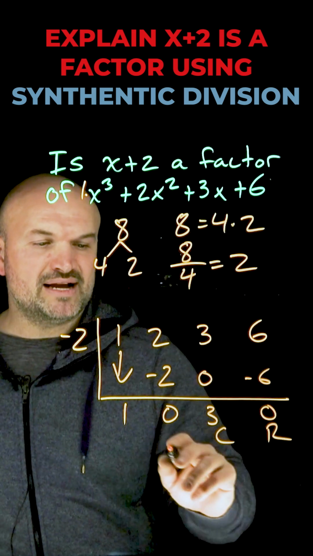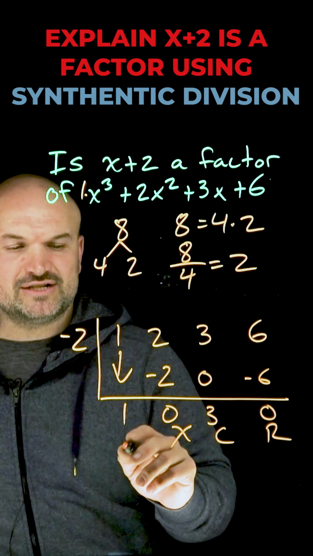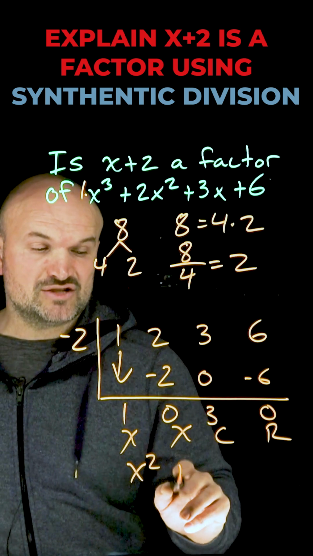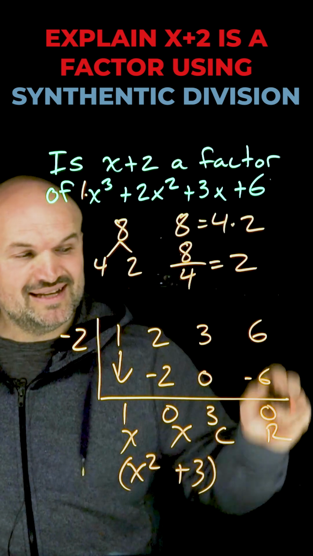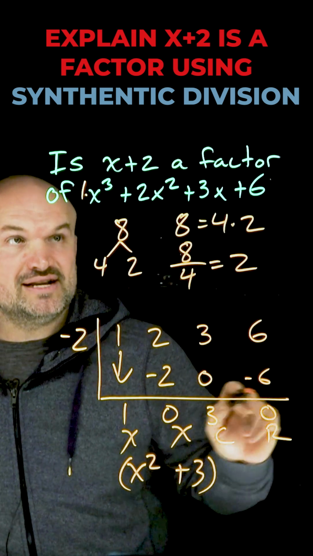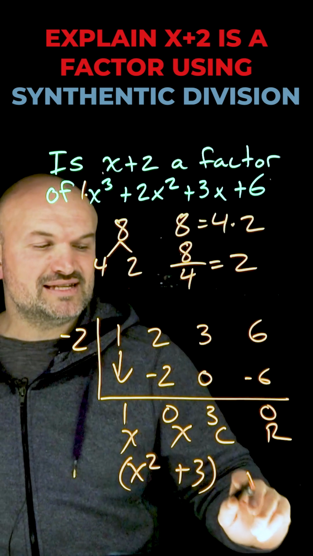That's my remainder, my constant, my coefficient of my quadratic term, coefficient of my linear term. So therefore, my other factor is an x squared plus 3. But most importantly, since when I divided this into my polynomial, I got a remainder of 0, I know that x plus 2 is indeed a factor.